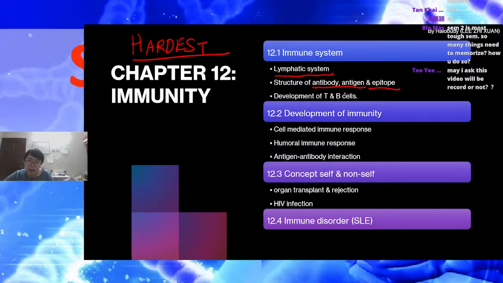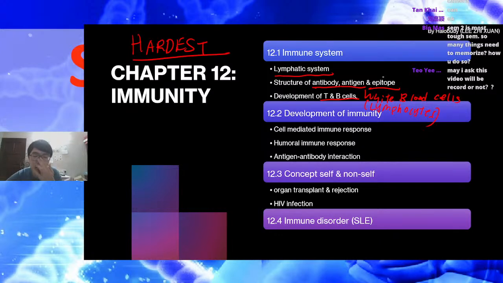Ini awak kena tahu. Kenapa antibody ni boleh kill the pathogen? How can it kill the pathogen? Apa structure dia? And also development of T cell and B cell. So these are two types of white blood cell. We know that white blood cell is the cell that plays a major role in immune response, right? So there are two lymphocytes. So it actually is lymphocyte. So T lymphocyte and also B lymphocyte.